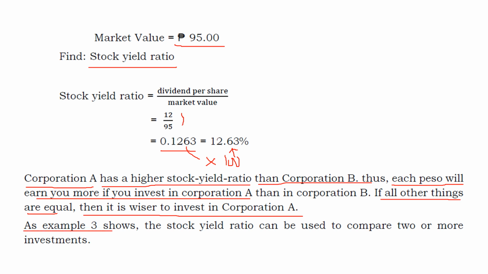As example 3 shows, the stock yield ratio can be used to compare two or more investments. We simply use the concept of the stock yield ratio to decide which of the companies that offer you an investment or sell stocks are better to deal with, or which of the companies are best to deal with.